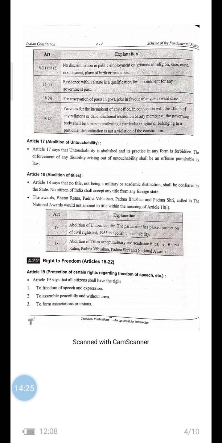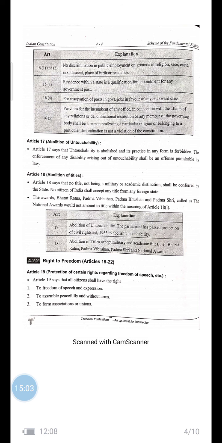Then Article 18 is the abolition of titles. Article 18 says that no title, we can say military or academic distinctions excepted, shall be conferred by the state. So no citizen of India shall accept any title from foreign states. The awards, then Bharat Ratna, Padma Vibhushan, Padma Bhushan, Padma Shri, are called national awards and do not amount to titles within the meaning of Article 18 subsection 1.